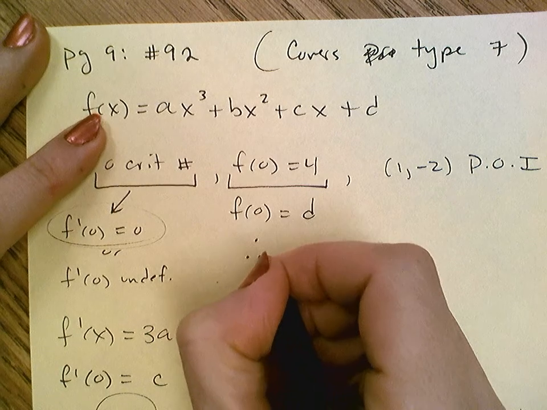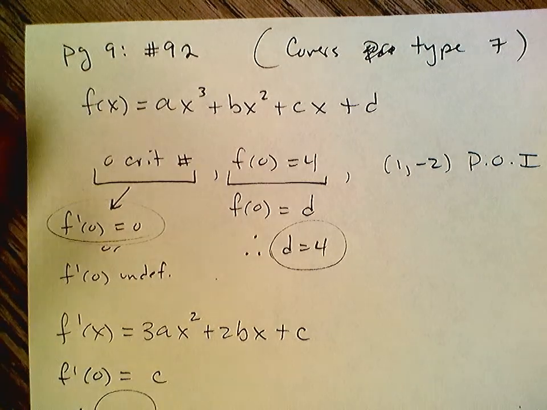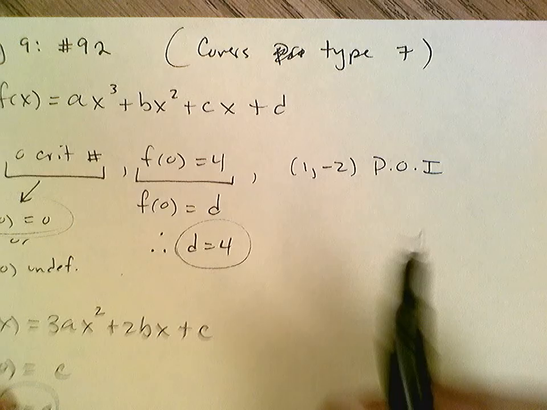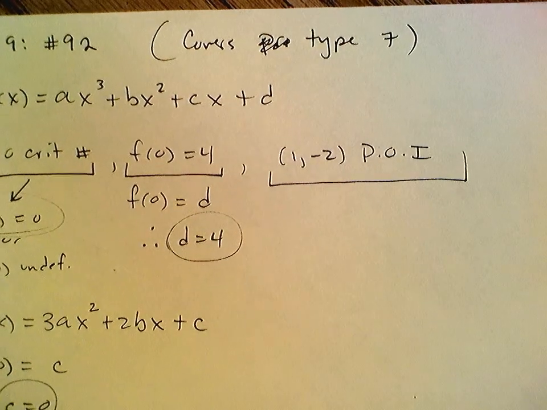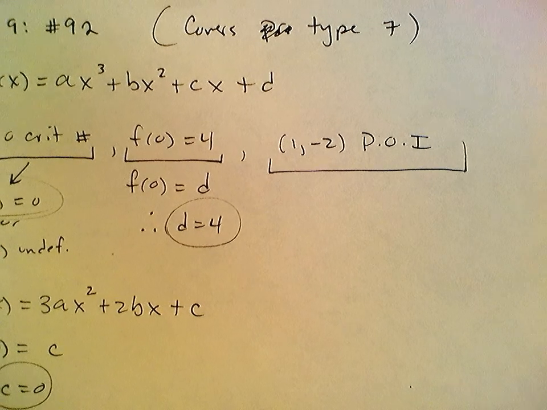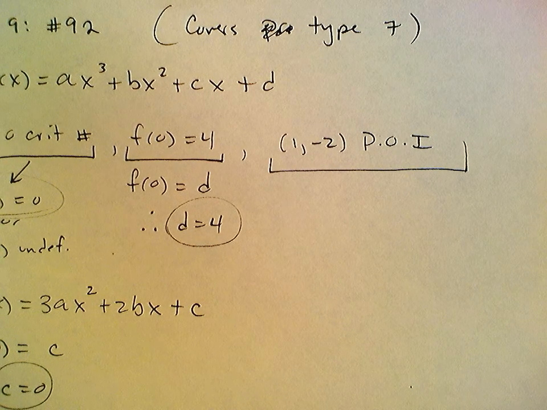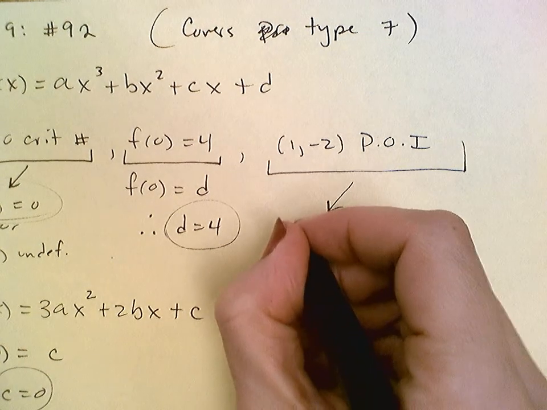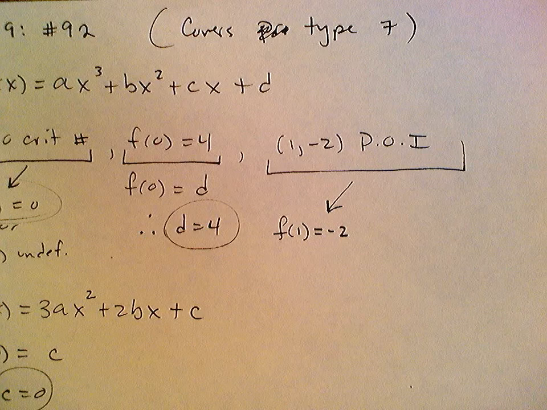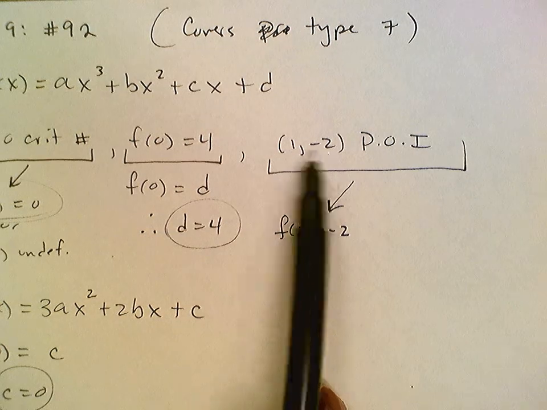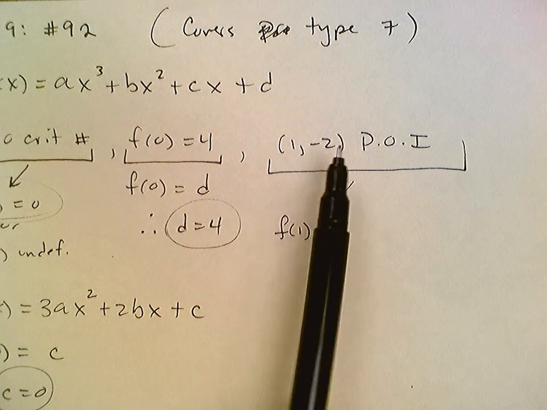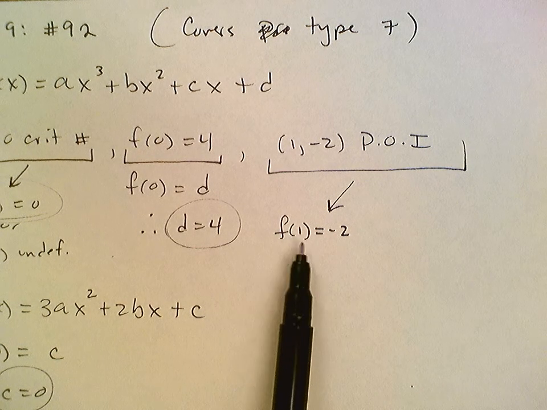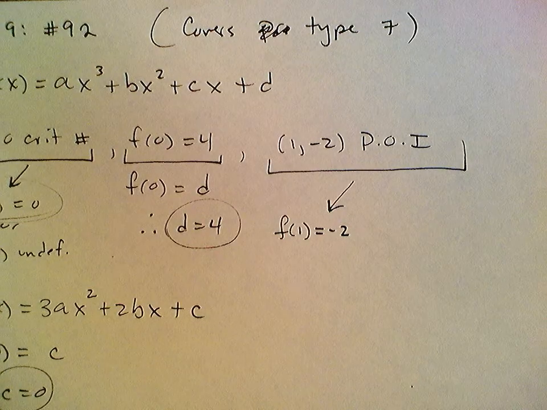Okay, so therefore d equals 4. So we already found c and d. Now we've got to use this. So this is a point of inflection, which tells you actually two things. It tells you that f of 1 is equal to negative 2. All right, if (1, negative 2) is a point on the original graph, which it must be because they're telling you it's a point of inflection, then you know that f of 1 equals negative 2.